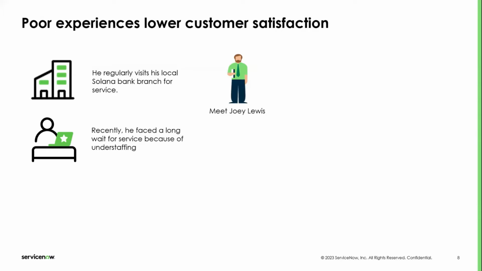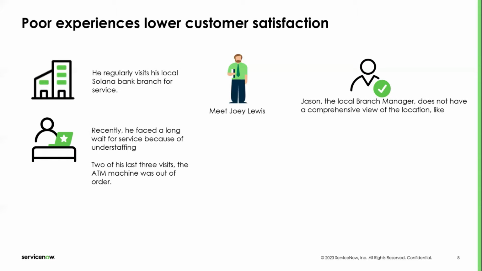But more and more recently, what he's seeing is there are long lines and long wait for service because there just isn't enough staff at this location. And not only that, 2 of his last 3 visits, he found that the ATM machine was not working. Now, what's happening here for the branch manager, Jason, unfortunately, he doesn't have a full comprehensive view of what's going on in this location in one place. So how many complaints are there about slow service? Or how many open repair requests are there on the different equipment? And how many times did this particular ATM machine have problems?